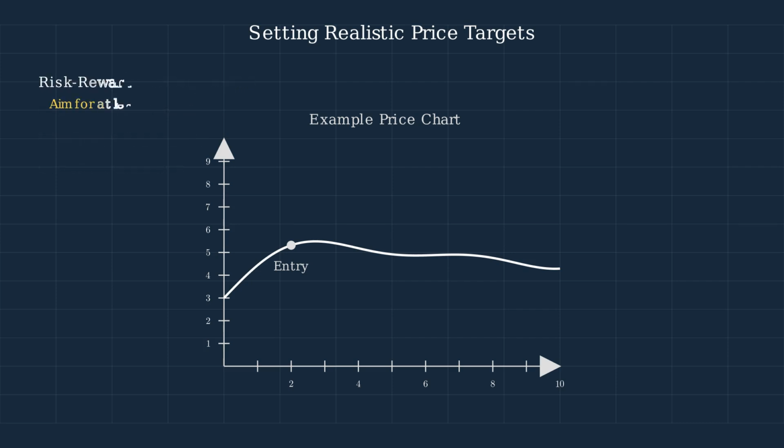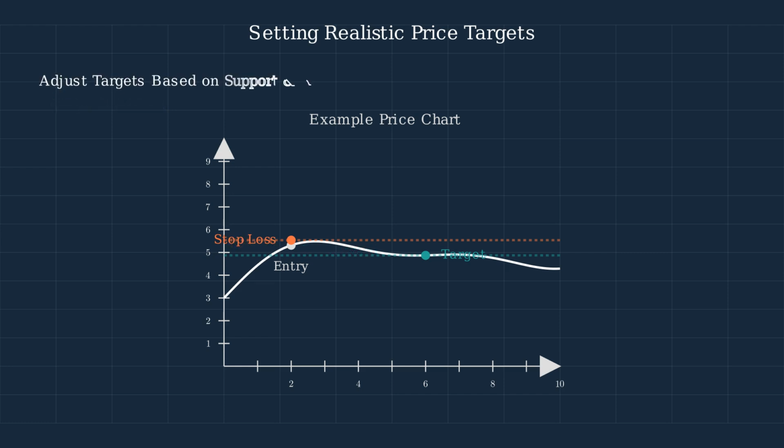A fundamental concept is the risk-reward ratio, typically aiming for at least 2 to 1. This means your potential profit should be at least twice your potential loss. In this example, if your entry is here, your stop loss would be placed below, creating your risk zone. Your target would be placed higher, creating a reward zone that's twice the size of your risk.